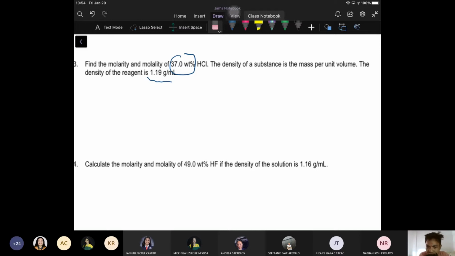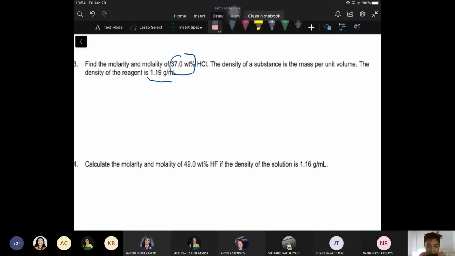Basically, sa question na ito, we are going to convert one concentration unit to the other concentration unit. Okay? So, ganun yung gagawin natin. And question, is that possible? The answer is yes, no? As long as there are equations that could be related to one another, may sagot sa problem na to. Okay?